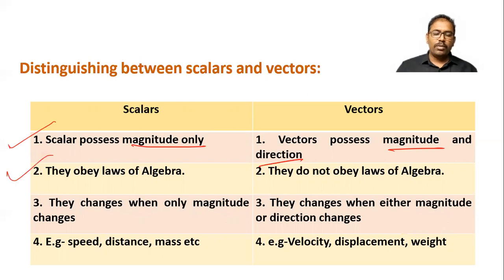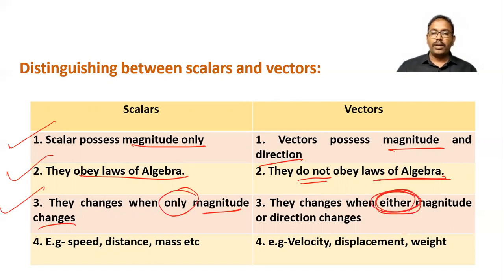Second, scalars obey the laws of algebra, but vectors do not obey the laws of algebra. So we have to learn separate laws, which means we have to learn vector algebra to add, multiply or subtract vectors. Third point: a scalar changes when only its magnitude changes, but a vector changes when either magnitude or direction changes. This is very important. If the direction changes, then also you remember the vector changes.